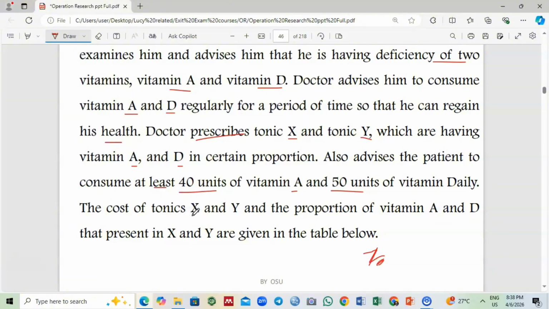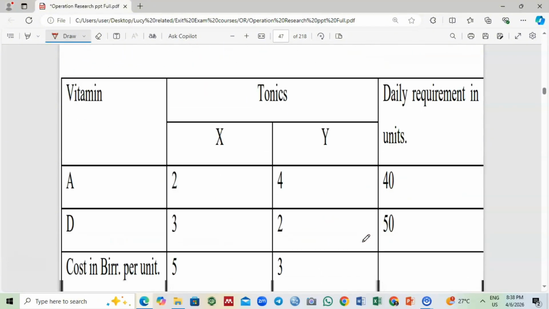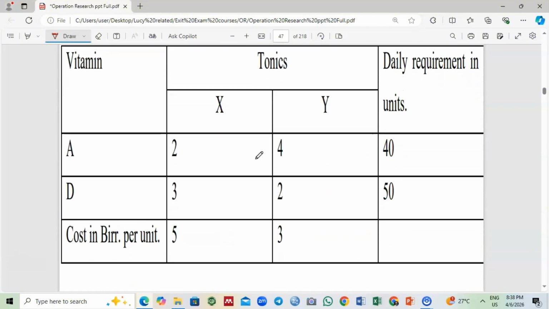And the cost of tonic X and tonic Y, and the proportion of A and D that X and Y represent, are given in the table below. Costiin isaa nu kennameera. Daily requirement isaas nu kennameera. Now A is 2 for X and 4 for Y. D is 3 and 2. Costs per unit for X is 5, for Y is 3.